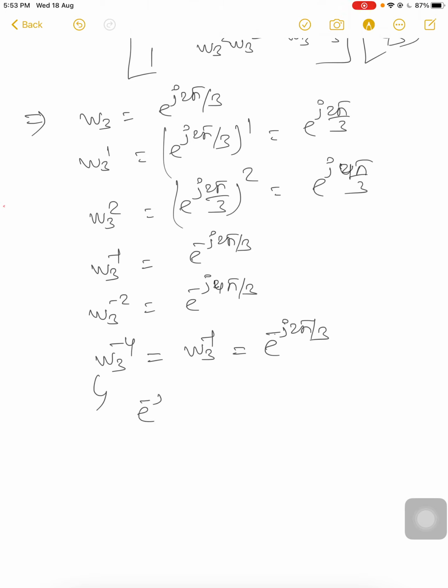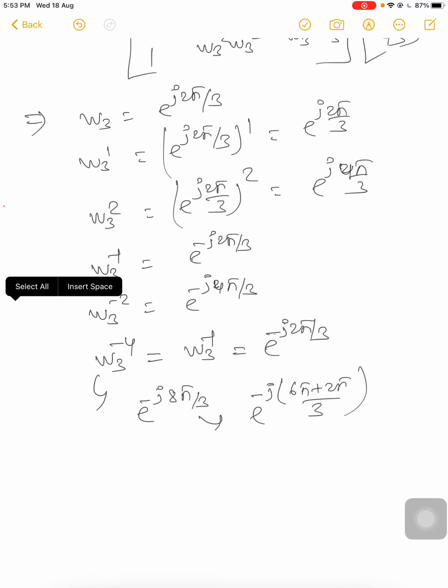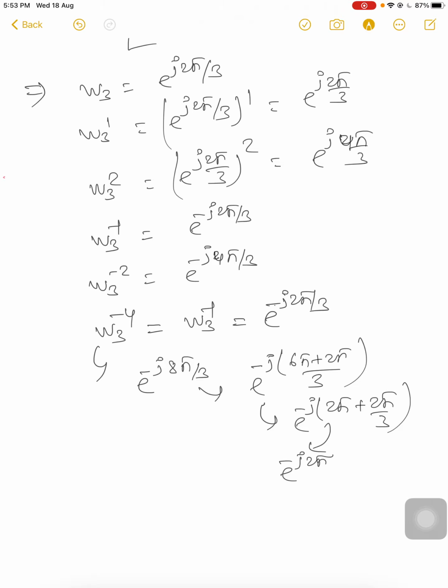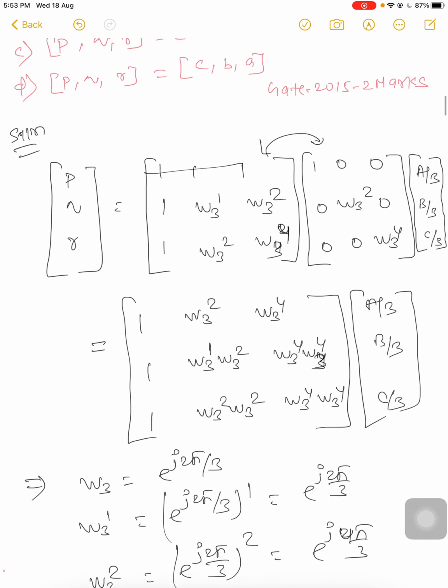First check it. 4 e to the power minus j 8 pi by 3, we can write it as e to the power j 6 pi plus 2 pi by 3. Then it will be 2 pi plus something, so 2 pi plus theta is the same thing. You can write it as e to the power minus j, 2 pi plus 2 pi by 3, and from here you will get e to the power minus j 2 pi by 3. So that's why both are the same.